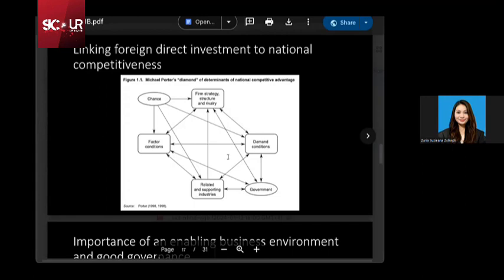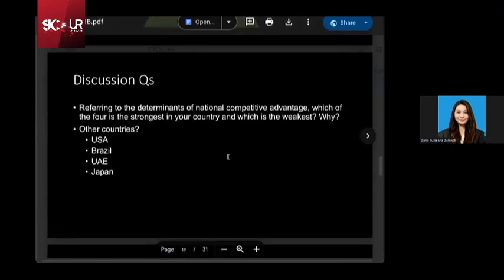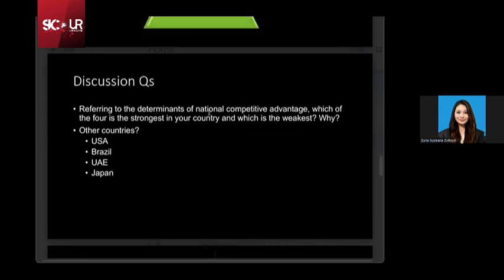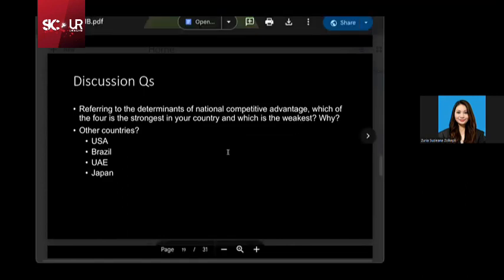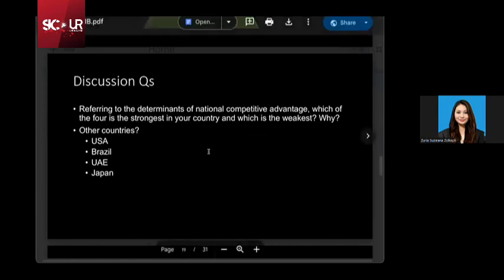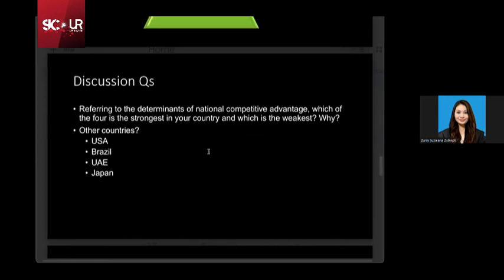Okay. So the discussion question here, referring to the determinants of national competitive advantage just now: let us ask ourselves, in Malaysia, which factors are the strongest, and which one is the weakest, and why? So maybe you can reflect on this question and determine it for our country.